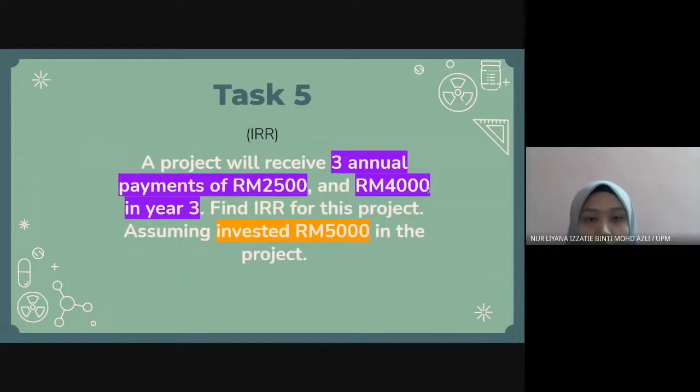Next, we go to task 5, which is about internal rate of return. Okay, the question: a project will receive 3 annual payments of 2,500 ringgit and 4,000 in year 3. Find the IRR for this project, assuming 5,000 is invested in the project.